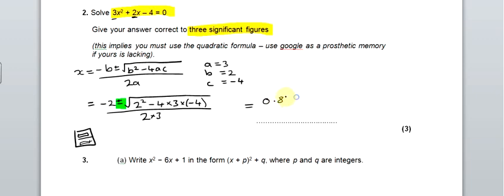0.869, and then you use the big blue button to edit it and go back and change it to a minus, hit equals again, and you'll get the other solution. Remember, there's 2 solutions to a quadratic, 1.54, and they're both to 3 significant figures. Don't forget to round correctly.